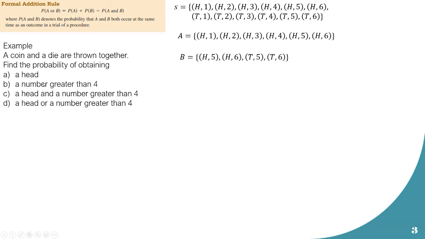What's the event getting a number greater than 4? Well, it's this subset of the sample space. Notice the numbers are all greater than 4. So you can get head and 5, head and 6, tail and 5, tail and 6.